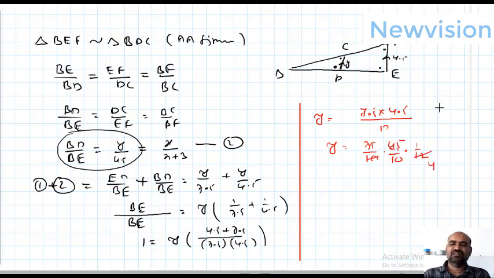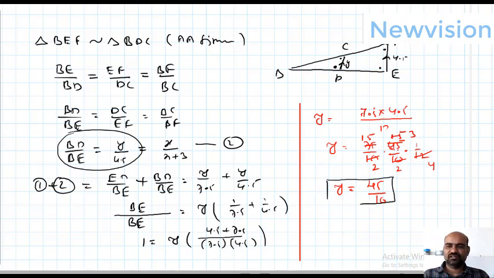3 4s are 12, 3 15s are 45. Cancelling, 5 2s are 10, 5 3s are 15. Now what I got, students: 45 by 4 into 4 is 16. So Y is equal to 45 by 16. Now I can't simplify this further because we will get decimals, that is not a big problem.